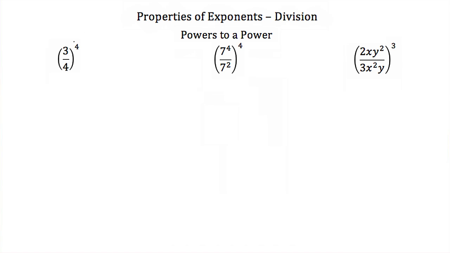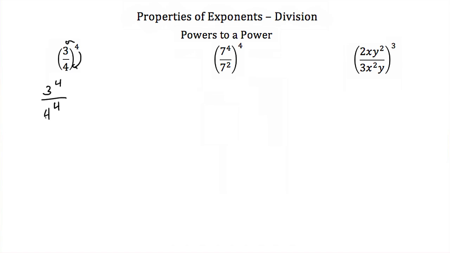Now, whenever you have two numbers divided by each other, and they're both raised to a power, remember that you can distribute this power inside to each number. Or if you have a fraction to a power, remember each part of the fraction is also raised to that power. So 3/4 to the 4th is the same as 3 to the 4th over 4 to the 4th.